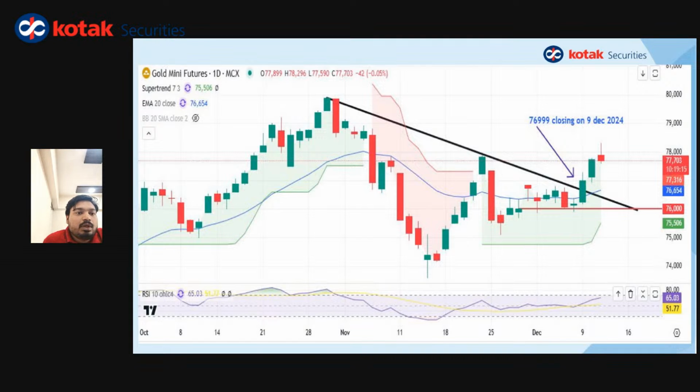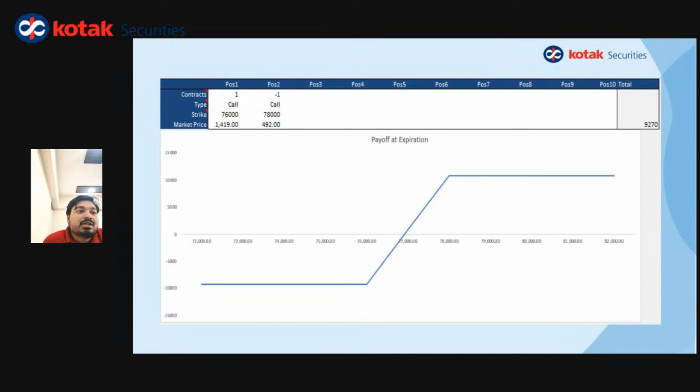Now, what would happen if I do that? This is the payoff chart of the position which I mentioned. You can see at the top left corner, I've taken a buy position in the call option with a strike of 76,000. The market price you see is the approximate closing price of that option on that particular day. So on 9th of December, the 76,000 call option of gold mini December expiry closed around 1419 level. And the 78,000 call option with the same December expiry closed around 492 levels.